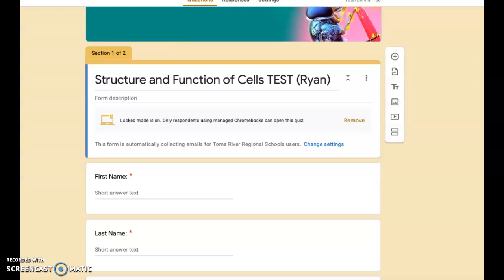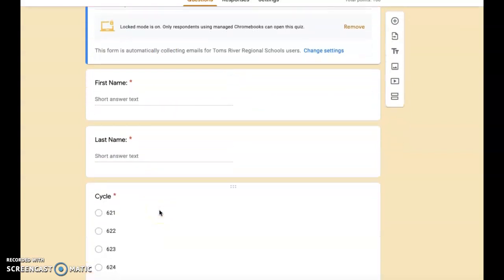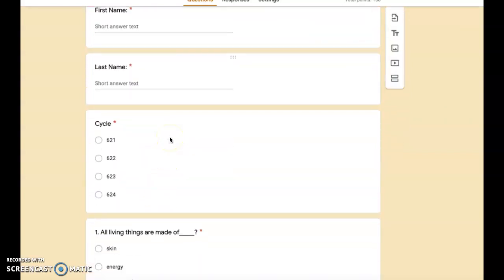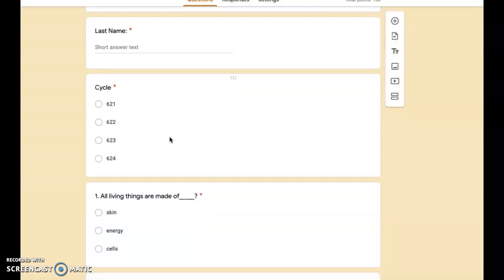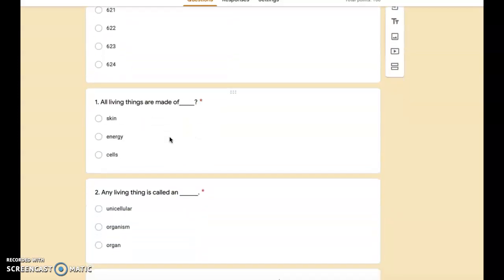Structure and function of cells test. First, type your last name in the box here. Next, type your last name in the box here. Now you will select your cycle number.